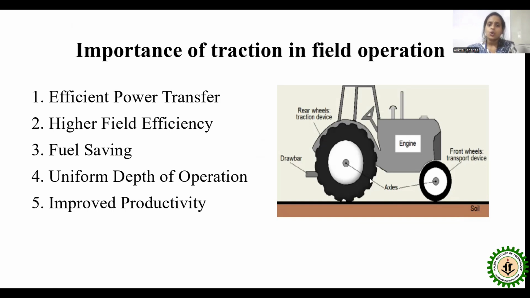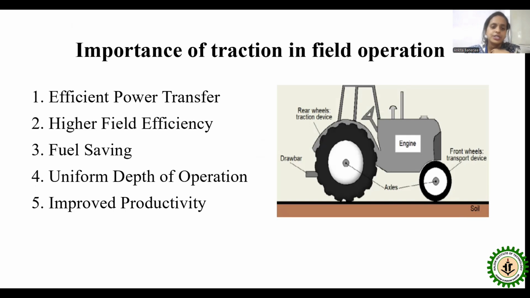And if there is not proper traction, meaning there is not a proper grip between the tractor tires and the soil, then the wheels will spin, leading to wheel slip and wheel skid. Efficient power will not reach the drawbar, and the tractor won't pull the agricultural implements smoothly. So efficient power transmission remains the important factor here.